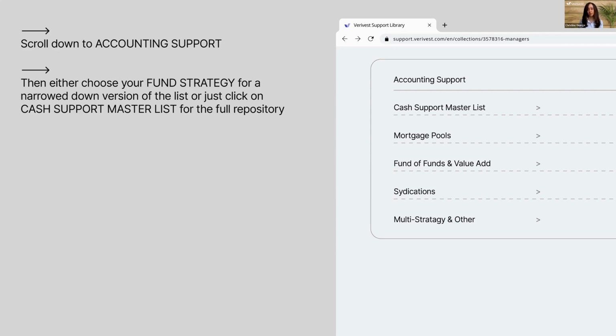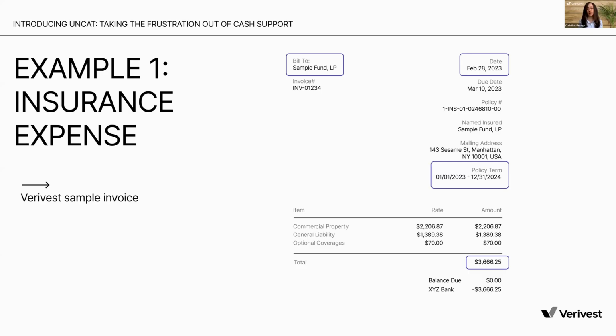So our first example. The first example for ideal cash support that we chose is insurance expense. Now, in the case of insurance expense, you should be typically receiving an invoice for your insurance policy. In this case, we've highlighted some key pieces of information that we would need. So the fund name on the top left-hand side, who it's billed to, right? The invoice date, February 28th, 2023 on the top right in this case. The policy term, this is a big one that is often missed. So what period does this insurance cover?